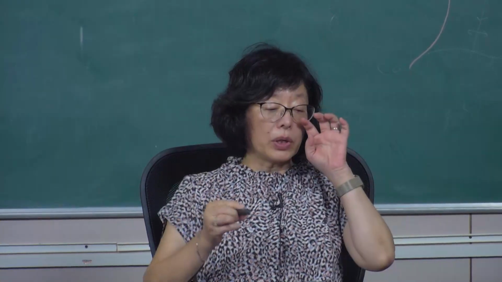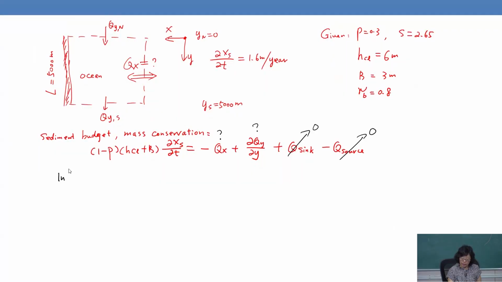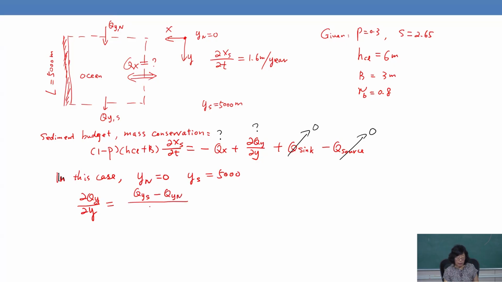All right. Now we will continue to calculate those Q we would like to calculate. So in this case, we will have YN equals 0, sorry, YS equal to 5,000. And we know Q, the gradient of the longshore transport will be QYN divided by YS, YN. That's a gradient change. So now the problem is what is a QY we are having, which is 0.77.